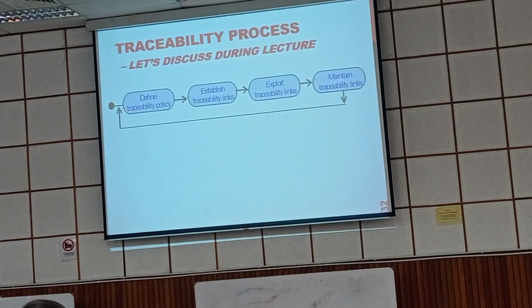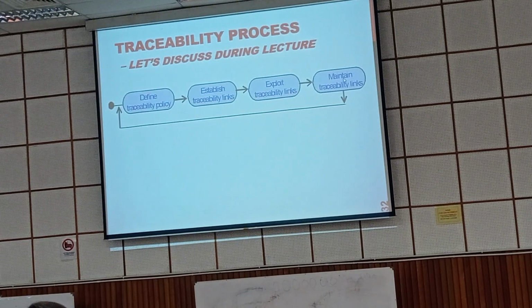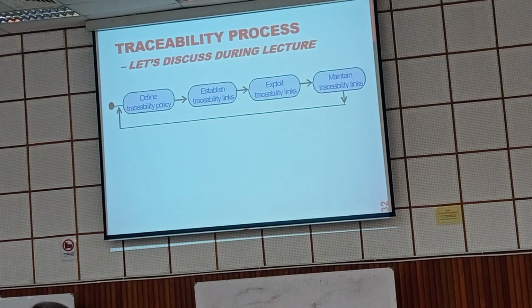Okay, traceability process: define the traceability policy. As I said, you need to identify one policy that you're going to use. Establish the traceability links based on the policy, then exploit your traceability links, and finally maintain. Once you exploit, it's completed, so now you just need to maintain. Why maintain? Because changes will come from time to time, and the requirements can increase from time to time. So more requirements will come in, right? So you need to maintain the traceability when changes are there. Okay, Praveen? So these are the 4 steps.